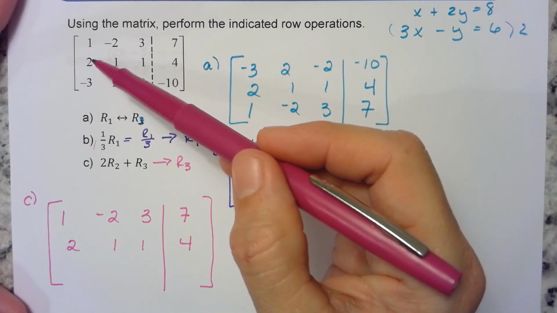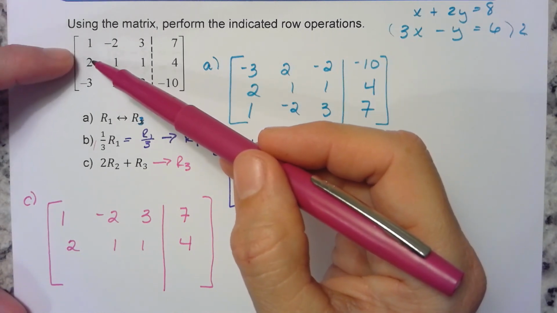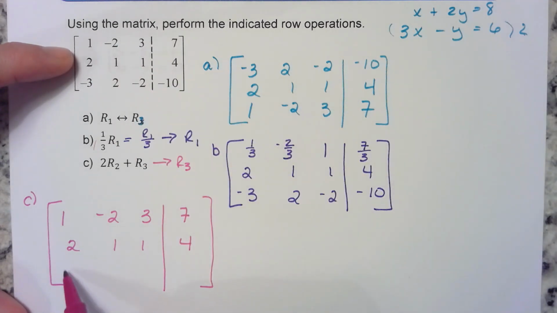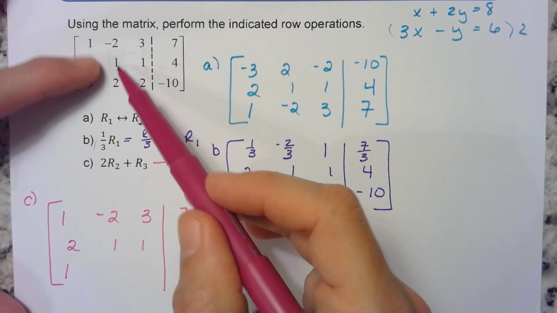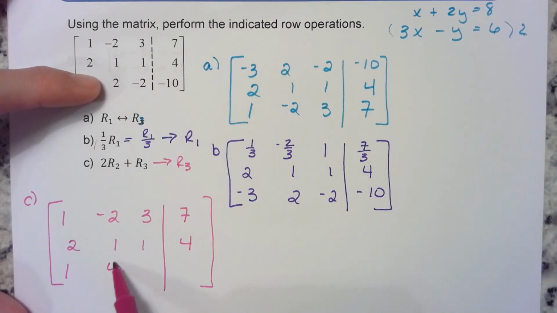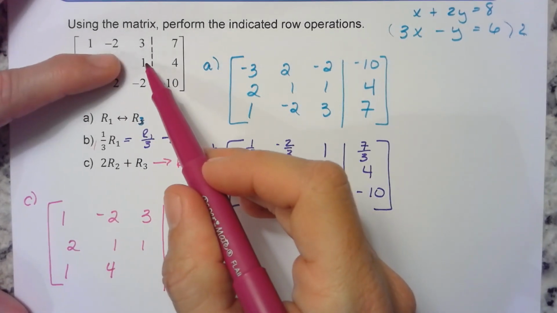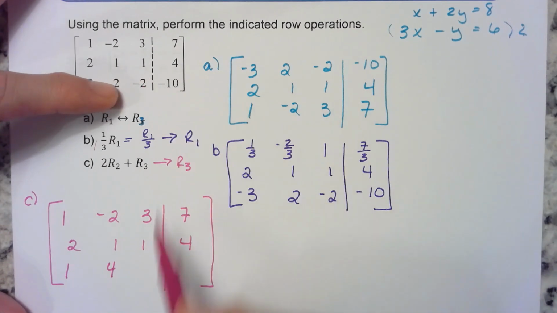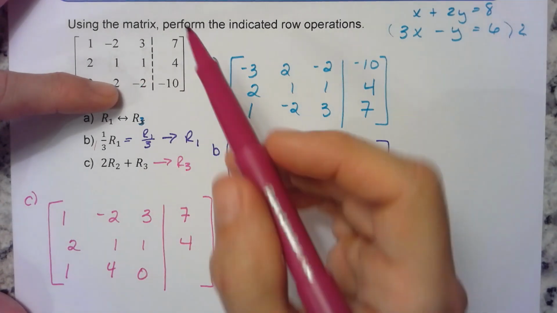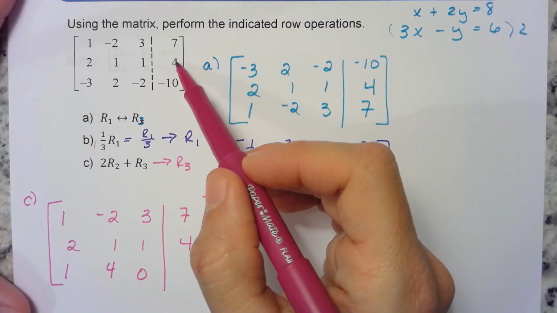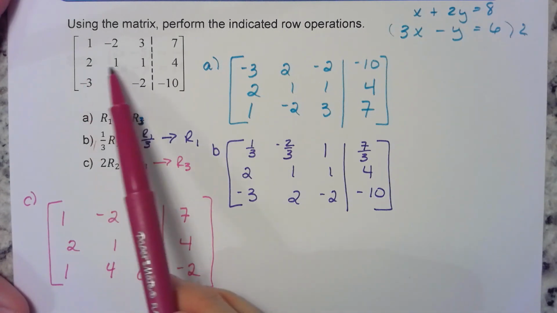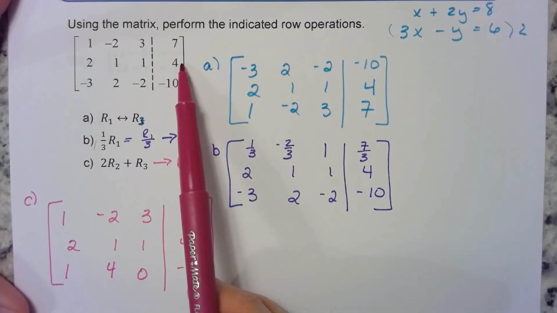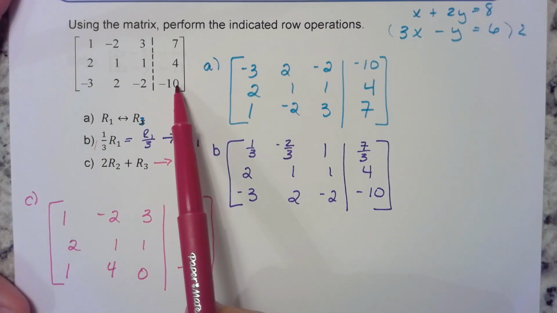2 times 2 is 4. 4 plus negative 3 is 1. 2 times 1 is 2. 2 plus 2 is 4. 2 times 1 is 2. 2 plus negative 2 is 0. 2 times 4 is 8. 8 plus negative 10 is negative 2. We just did 2 times row 2, so 2 times all these, and we added it to this row to get a new row 3.